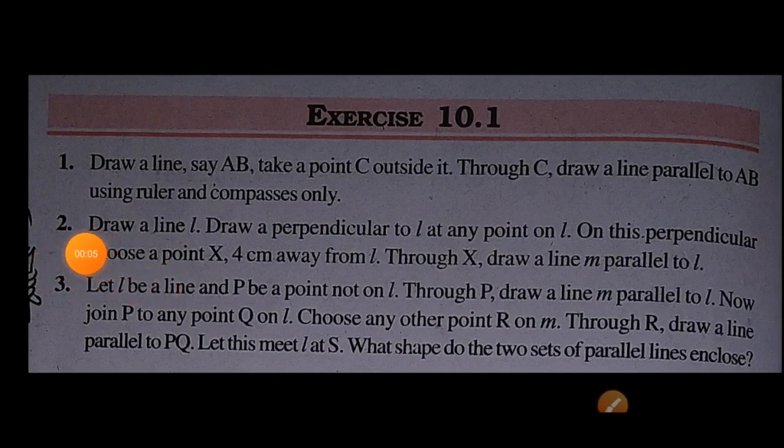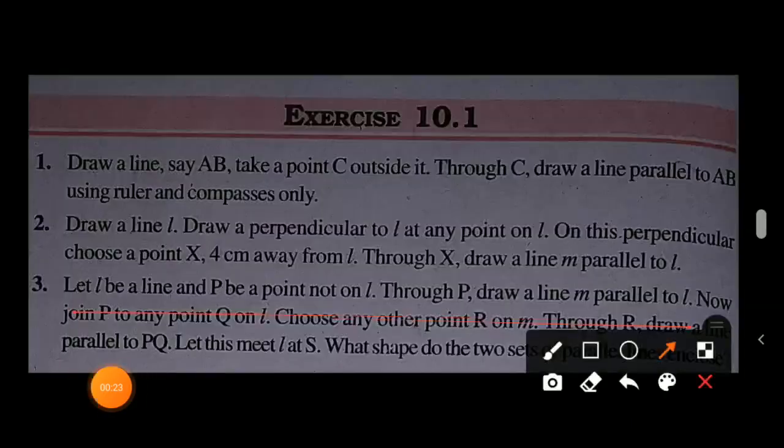Now question number 2. Draw a line L, draw a perpendicular to L at any point on L. On this perpendicular, choose a point X 4 cm away from L. Through X, draw a line M parallel to L. Suppose it is our line L.